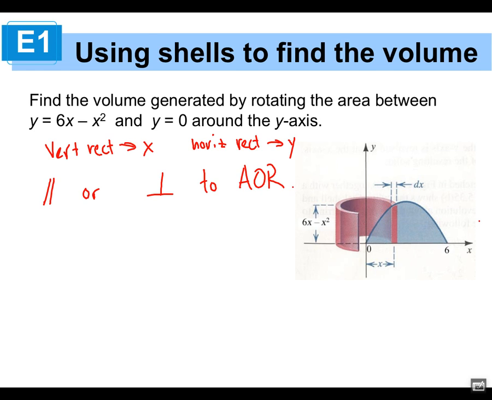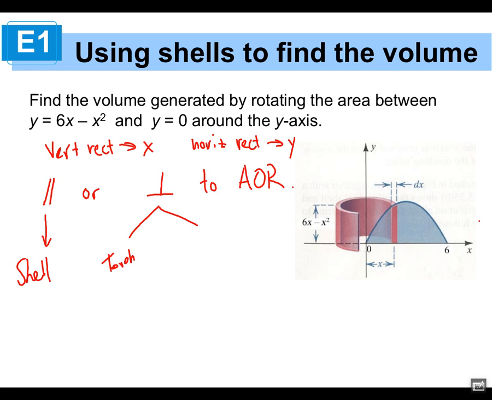Is your rectangle parallel or perpendicular to the axis of revolution, AOR? Not to be confused with OAR. No? Never mind. If it's parallel, what do we get? Shell. And then you would have the formula for a shell there. If it's perpendicular, then we have two other questions.